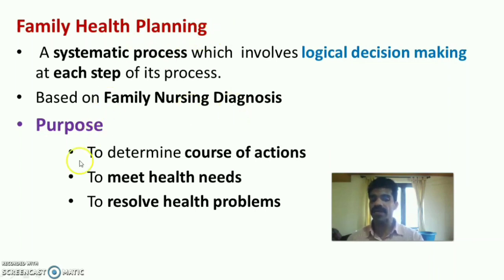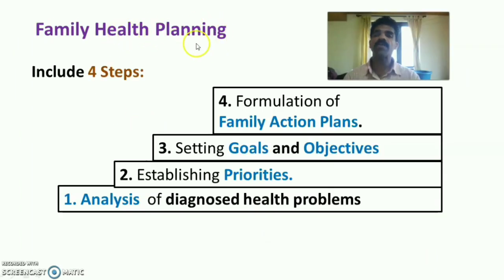The purpose of family health planning includes to determine the course of actions according to the needs and problems of the family members, to meet the health needs of all family members, and to resolve the health problems of the family members, thus to promote the health of the family members. So the purpose includes to determine the course of various actions or services to render to the family members, then to meet the health needs of the family members, and to resolve the health problems of the family members in total.